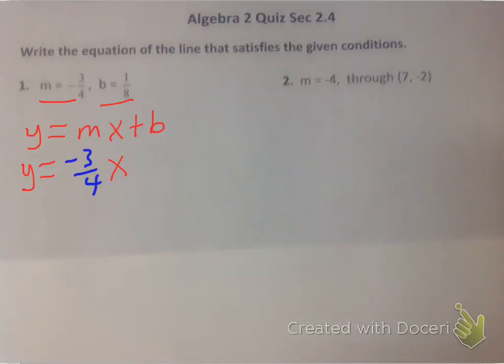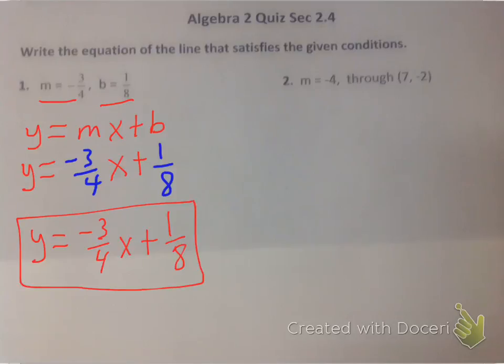X stays there, and I'm going to replace the b with a 1/8. So that's going to be plus 1/8. Simplify anything if there is, nothing there to simplify, so your answer is just negative 3/4 x plus 1/8. And that is your answer for number one.